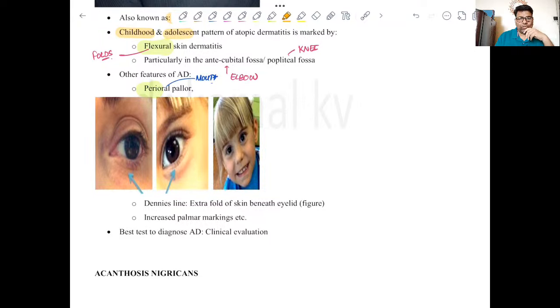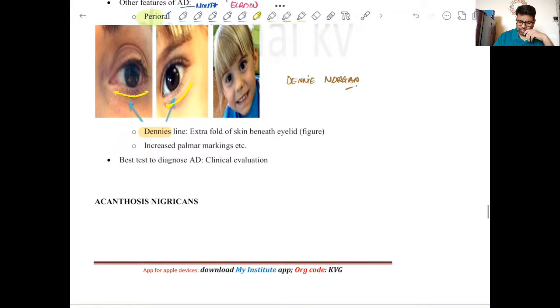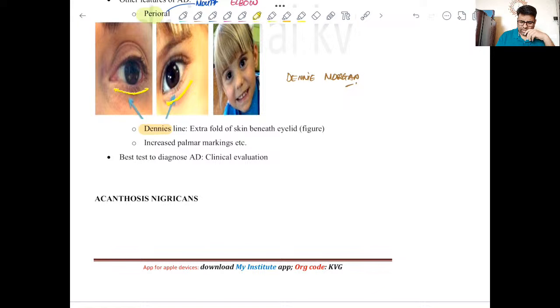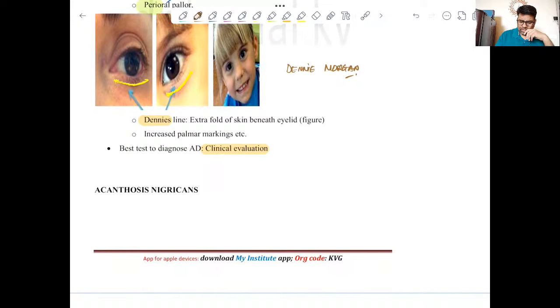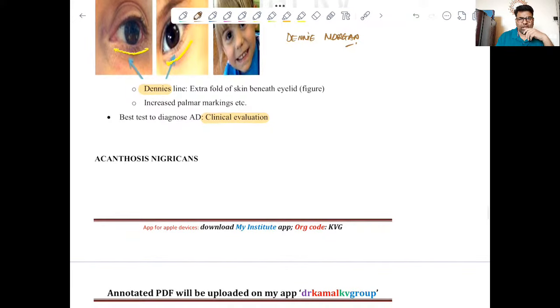But what is more important for you to remember from exam point of view is the Dennie-Morgan line. So please remember Dennie-Morgan line, and this is actually an additional fold of skin beneath the lower eyelid, right? So this is the Dennie-Morgan line or Dennie-Morgan fold, very important. Then there might be increased palmar markings, and the best way to diagnose atopic dermatitis is clinical evaluation, right? So there are Hanifin and Rajka's criteria, and that is based on clinical findings.